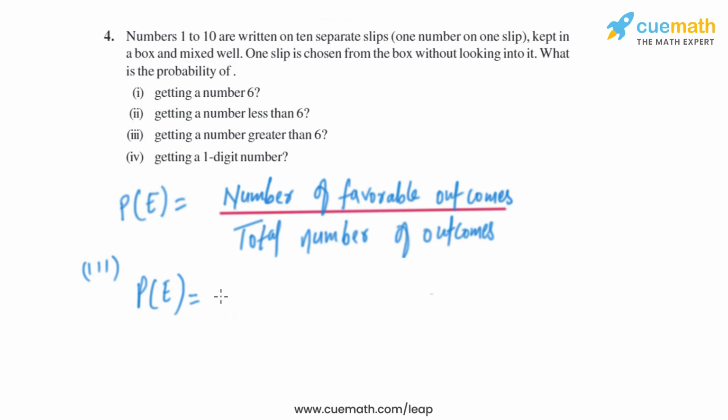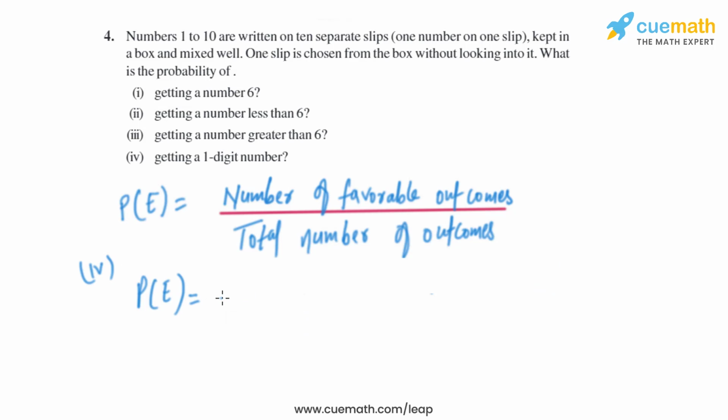Now let's have a look into the third part, getting a number greater than 6. So the numbers greater than 6 are 7, 8, 9, 10. So there are 4 favorable outcomes divided by the total number of outcomes, that is 10. So on simplifying it, we will get 2 by 5. So that is the probability of getting a number greater than 6.